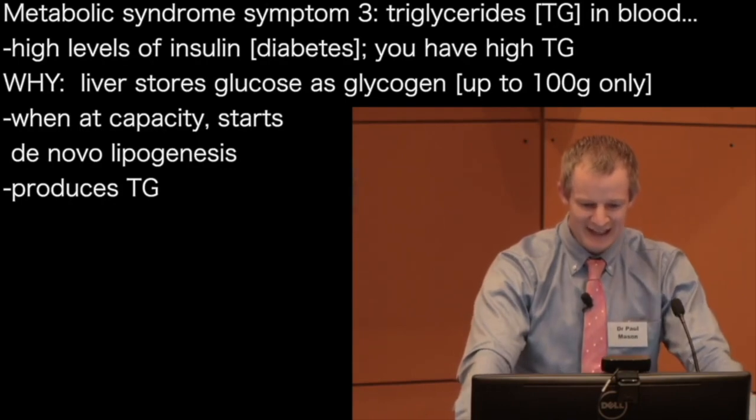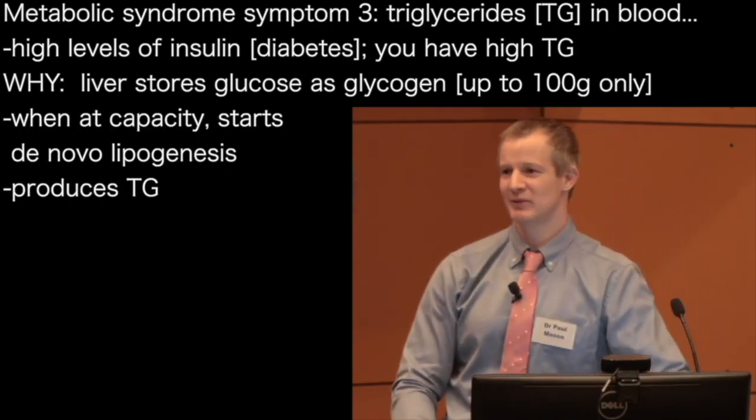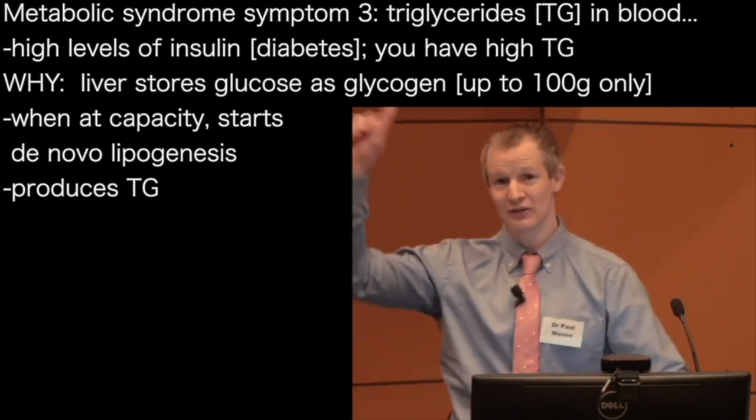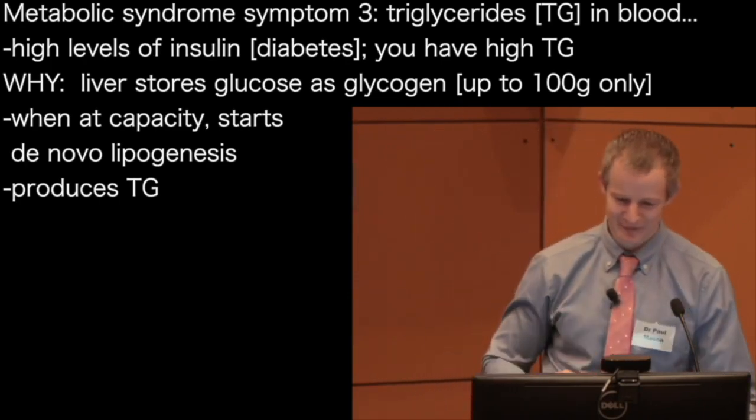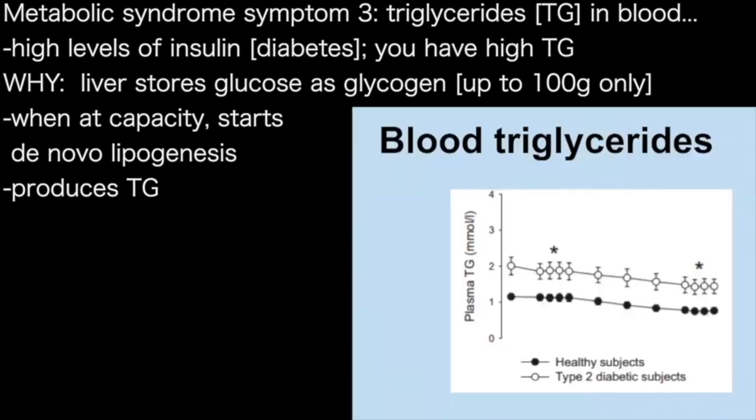Triglycerides. Now clearly, all the epidemiological data out there says if you have a high level of triglycerides in your blood, your risk of heart disease is increased. And this graph here demonstrates their association with diabetes and by proxy insulin levels. If you have high levels of insulin, as seen in diabetes, you have high levels of triglycerides.